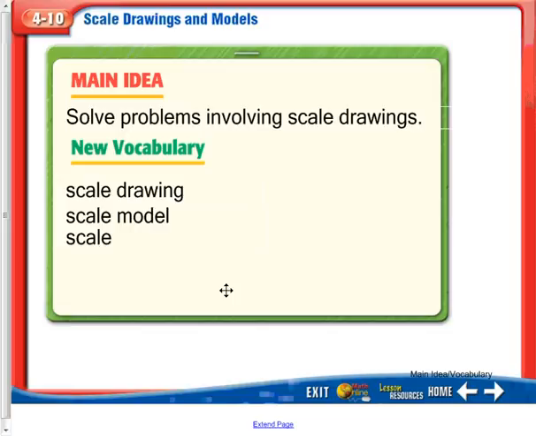Lesson 4-10, we're going to be looking at scale drawings and models. A lot of times you work with this when you're looking at maps. If you want to find out the real distance, obviously, you look at the map scale. Maybe 1 inch on a map is equal to 5 miles or 10 miles or 2 miles or something like that in real life. So in order to find out how far it is or how far you still need to travel, you'll need to understand how scales work.